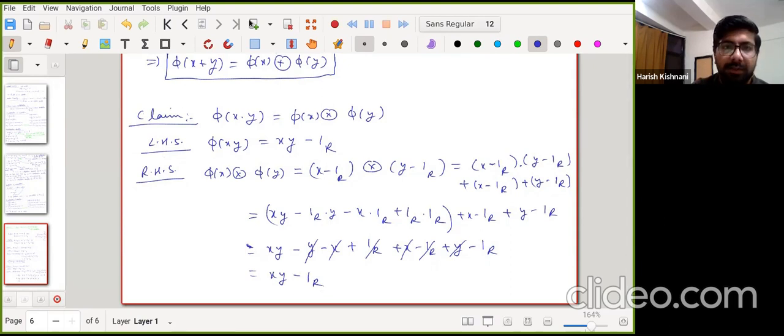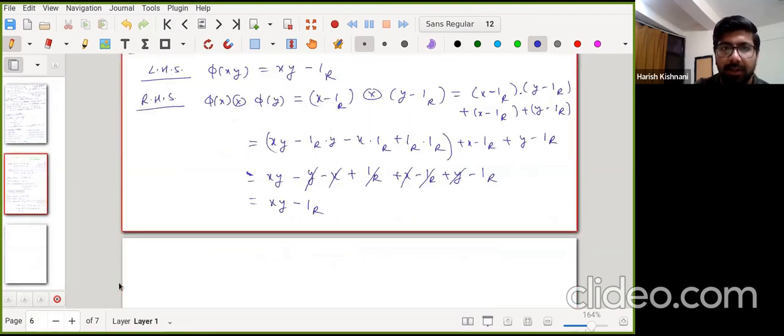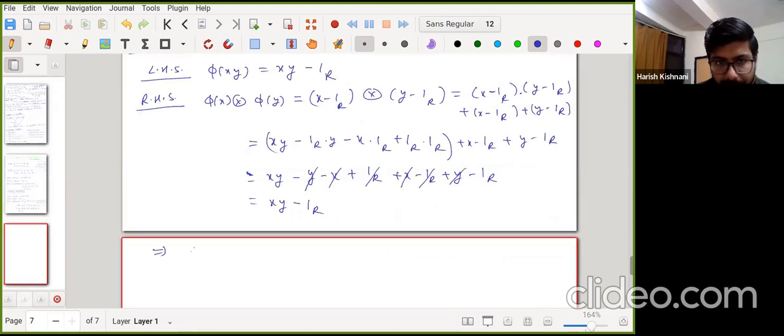So this is also compatible with the multiplication. So this implies that phi of xy is the same as phi of x times phi of y. Just have a look at it. If there is any doubt, then let me know.